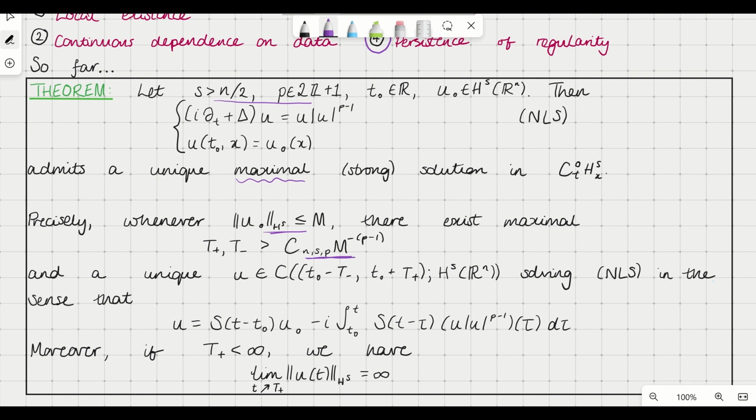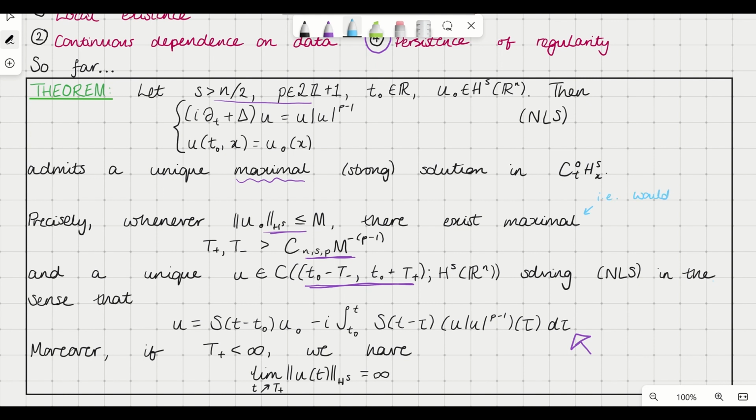So when the initial data is very small, this will be very large, and you know that this solution exists for a long time. And there is a unique solution u on some interval around the time t0 into H^s, solving the nonlinear Schrodinger equation strongly, and that's all that this equation means. Just quickly, what did I really mean when I said maximal here? This just means that if ever t plus and t minus were larger, these conclusions that I just said wouldn't hold.